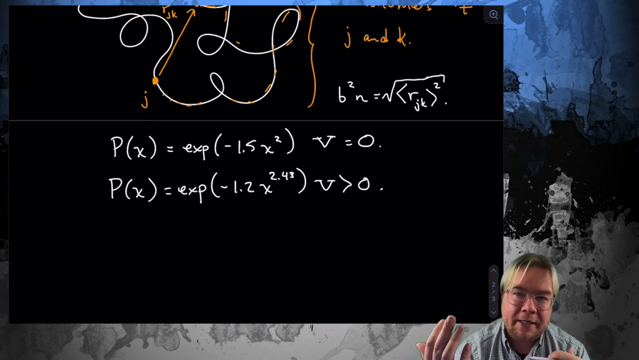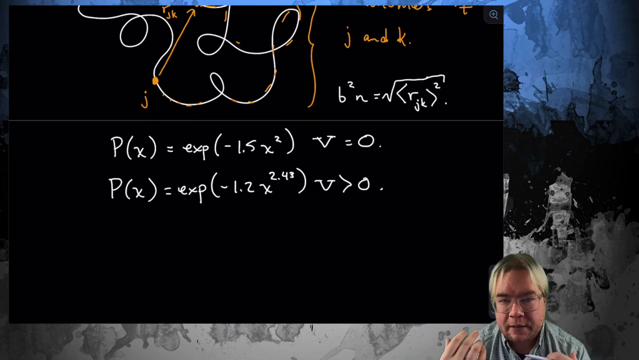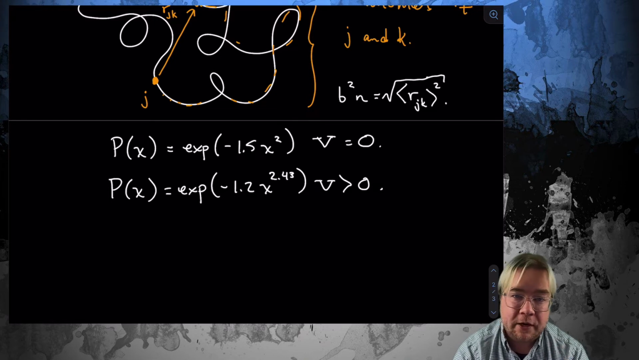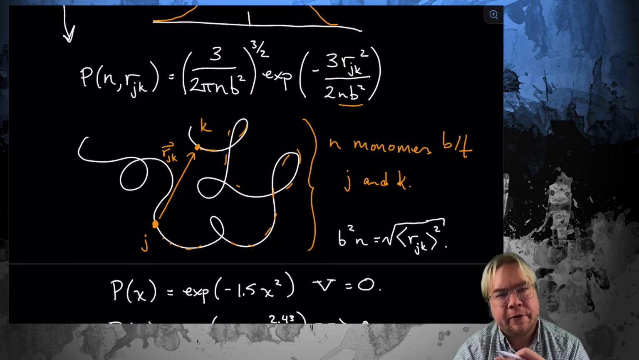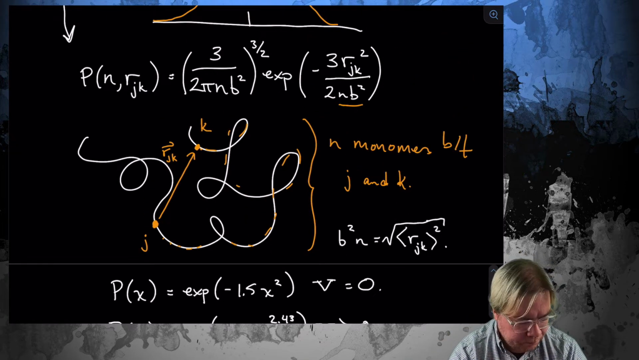So keep that in mind. We're going to rely on the fact that this distribution is always going to be Gaussian, even when the excluded volume is not equal to 0. But just remember, if this ever comes up, that that probability distribution is not correct if the excluded volume effects are present. So what on earth does this have to do with scattering? Why am I reminding you of this?